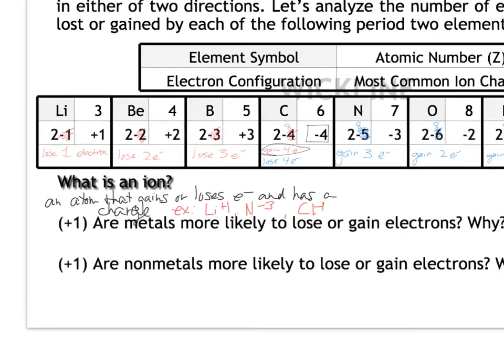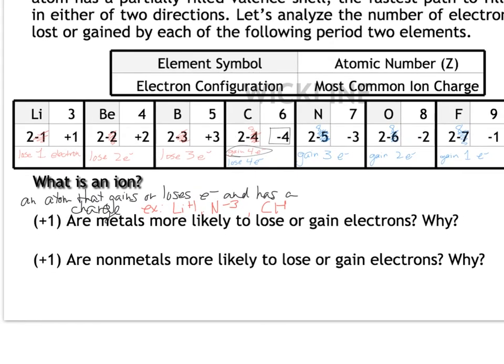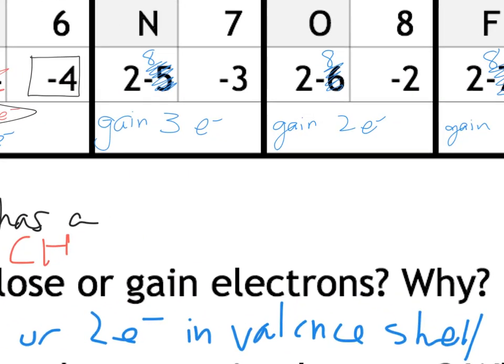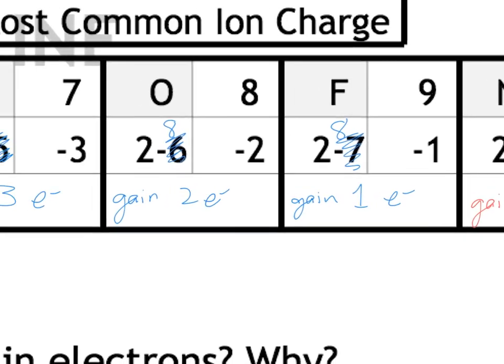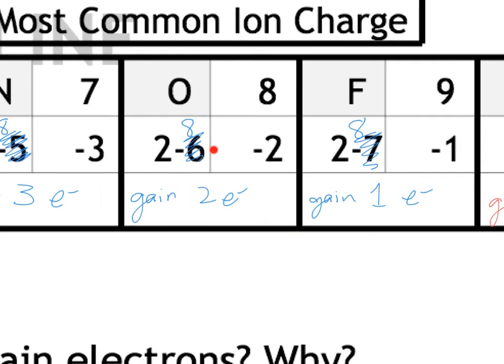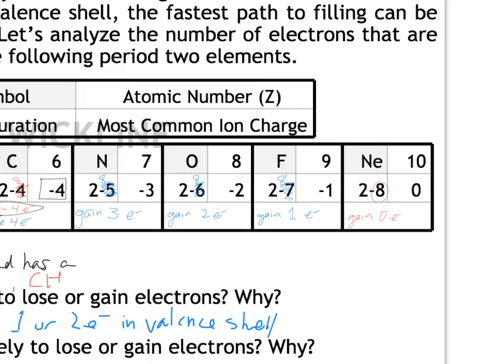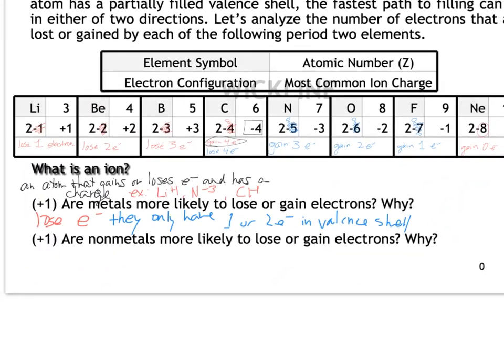All right, are metals more likely to lose or gain electrons? Metals are definitely more likely to lose electrons. And the reason for that is because metals like lithium and beryllium only have 1 or 2 electrons in their outermost shell. Therefore, it's easier to lose an electron for sure. So similarly, since nonmetals like oxygen and fluorine already have at least, let's say, 6 or 7 electrons in their valence shell, it's much more likely that they'll gain electrons when they become ions.